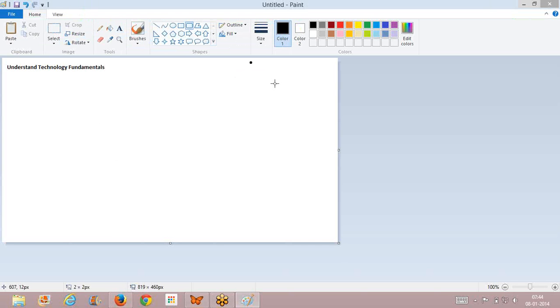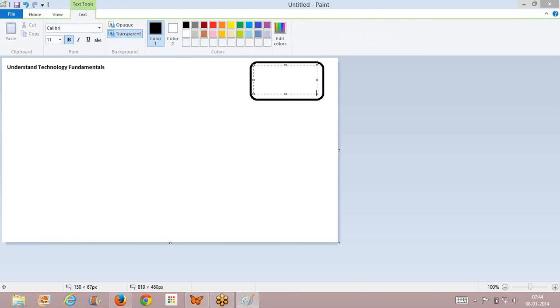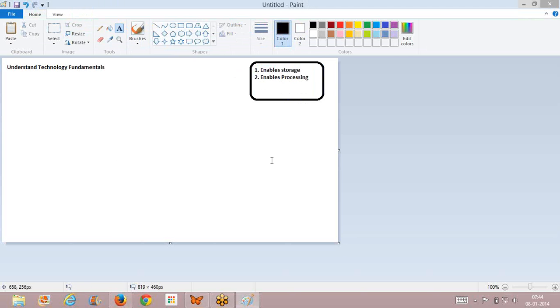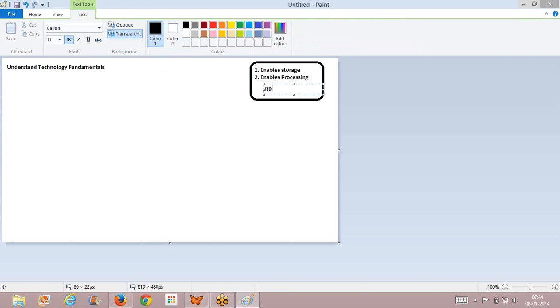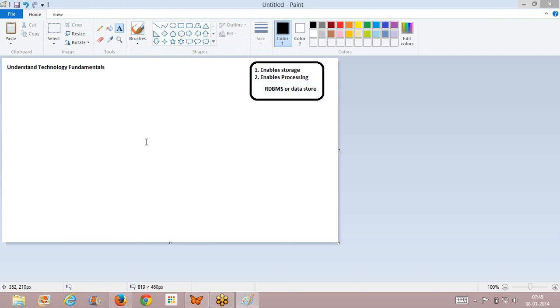Any database system has two parts. The first part is that it enables storage of data. So this is our first part. The second part is, once the data is stored, it enables querying or processing of the data. This is what a typical data store supports, an RDBMS or any data store. It allows you to store the data in some form and enables processing.